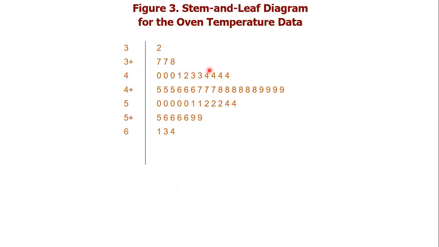Another plot is what we call a stem and leaf diagram. I don't know whether you can read this or not. A stem and leaf diagram is something like this. Let me ask you, what do you think this one shows? You have 3 here, 2 here, 3 plus 7, 7, 8. What does it look like?